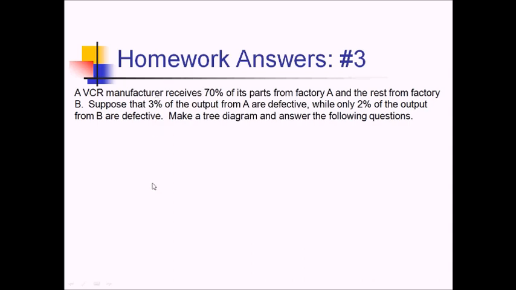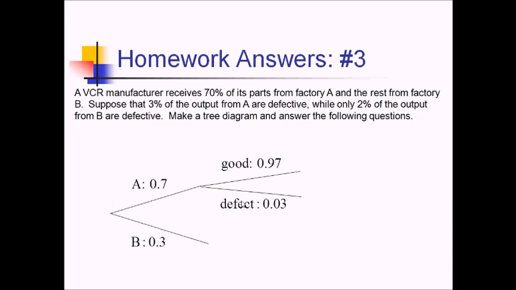So we can have a branch for factory A of 0.7 for 70%, and then factory B will have a 0.3 branch going that way. Now after that, the question is it defective or good? So for factory A, 3% of those parts were defective. That means we have a 0.97 that are good and a 0.03 that are defective. Now down here for factory B, it's going to be 0.98 versus 0.02 because only 2% of those parts were defective. So good will be 0.98, defective 0.02.